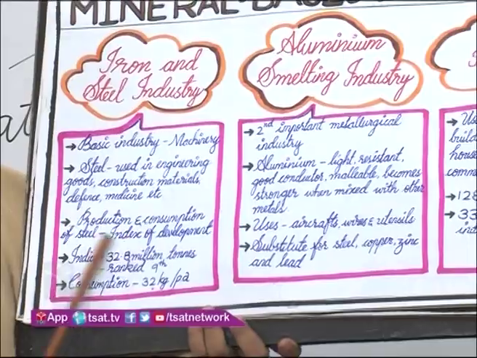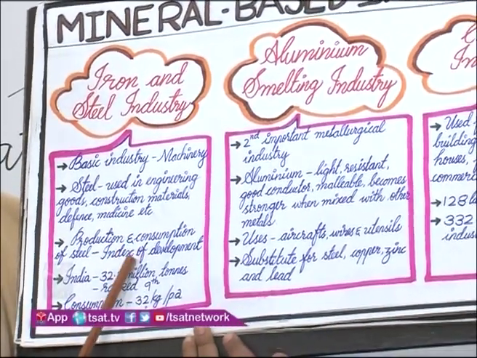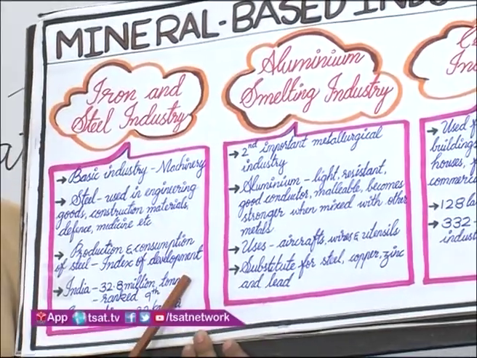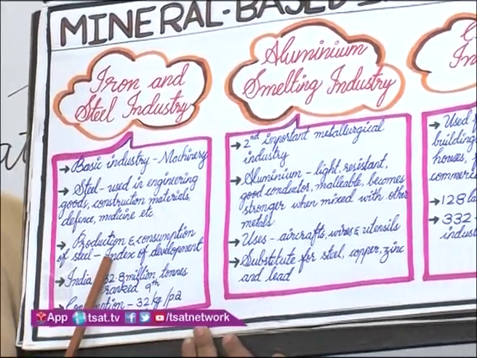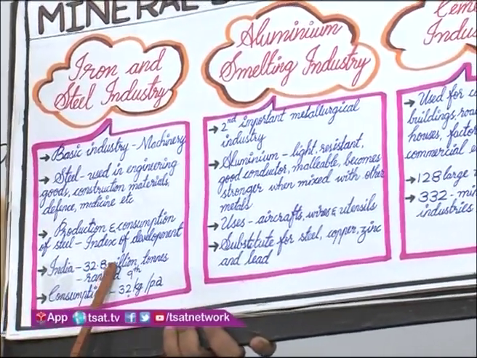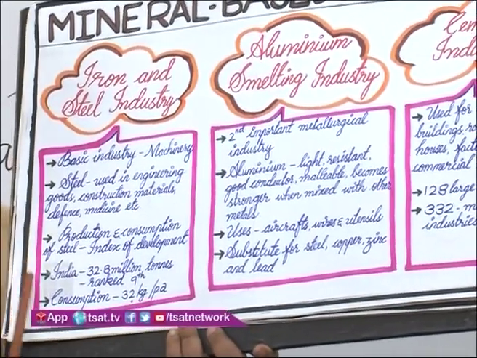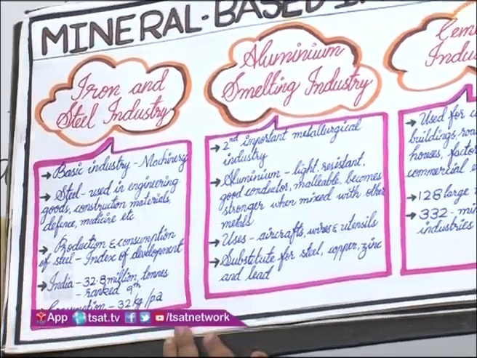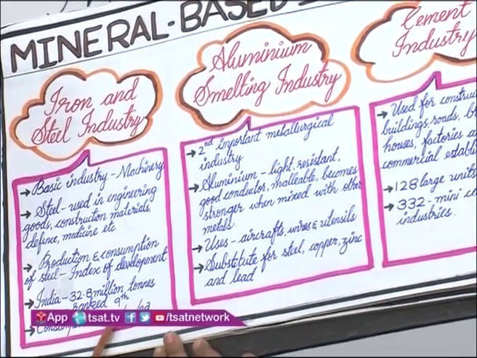So production and consumption of steel is often referred to as the index of a country's development. You can understand the importance of steel as it is explained as the index of development. So India produces 32.8 million tons annually and is given 9th rank in the production of steel all over the world, and its consumption per annum is 32 kg.